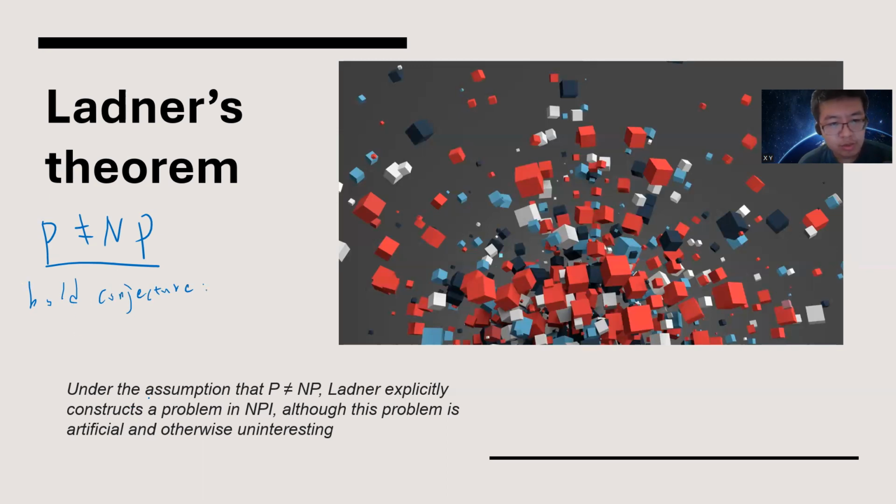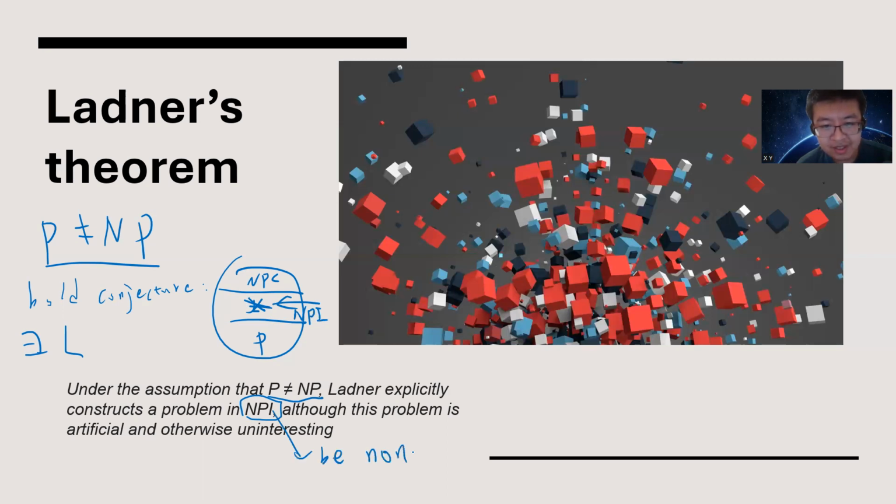But the theorem tells you that if you assume P does not equal NP, there is indeed NP intermediate. So basically there's a language L: if this is P and this is NP complete, there will be something in the middle. So this NP intermediate, NPI, will be non-empty. You can construct such a language artificially, and it's interesting. This proof is non-trivial, very non-trivial.